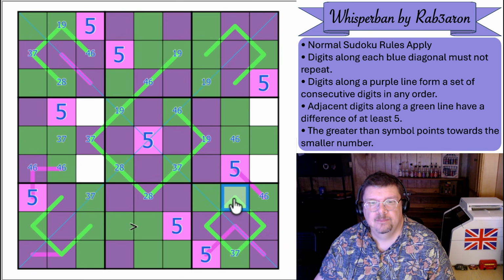Right. Yes, we already knew that, because that's going to be either the purple 6, 7 pair or the purple 3, 4 pair.